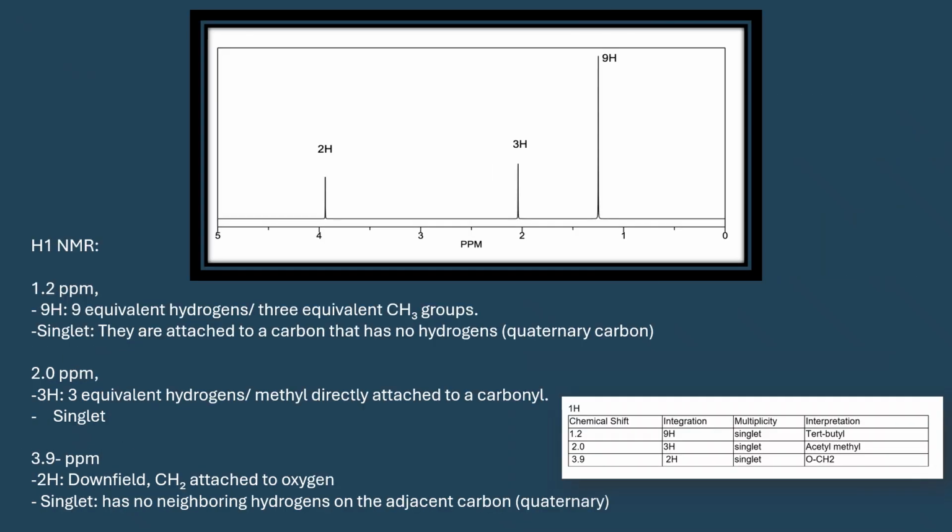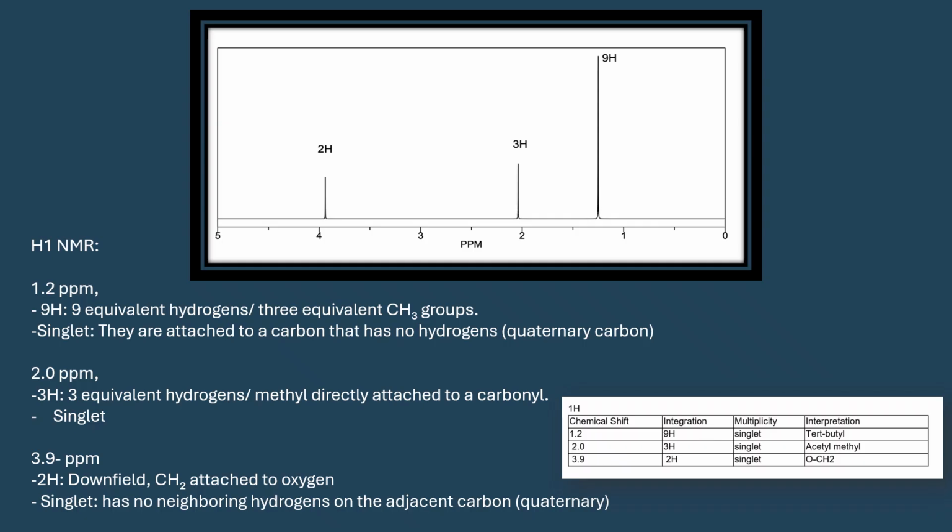The 1H NMR allows us to find how many types of hydrogen environments exist, how many hydrogens are in each environment, integration, and how the hydrogens are connected, splitting patterns. Here we see a signal at 1.2 ppm. 9H gives us 9 equivalent hydrogens. This is indicative of 3 equivalent CH3 groups. We also see that it is a singlet. They are attached to a carbon that has no hydrogens, quaternary carbon.